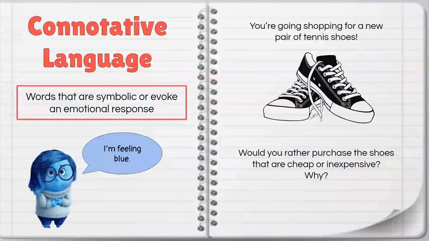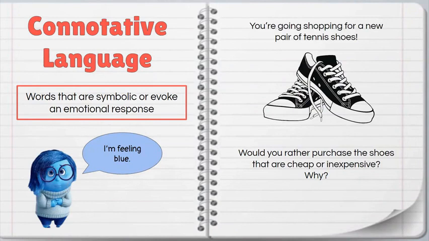You may have heard of the word connotation or connotative language. Those are words that are symbolic or evoke an emotional response. So when somebody says, I'm feeling blue, you don't necessarily think that they have a blue face, but rather that they're probably feeling kind of sad or gloomy. Let's take a look at this one.